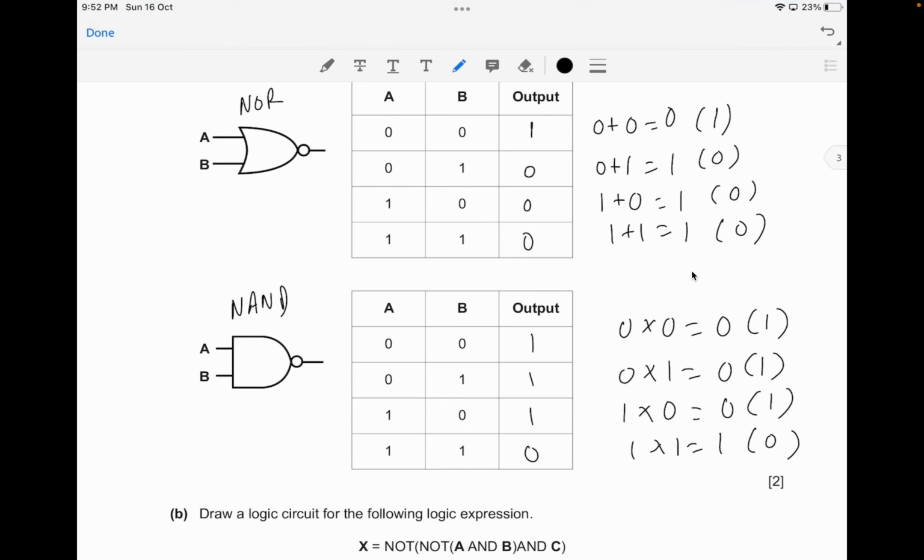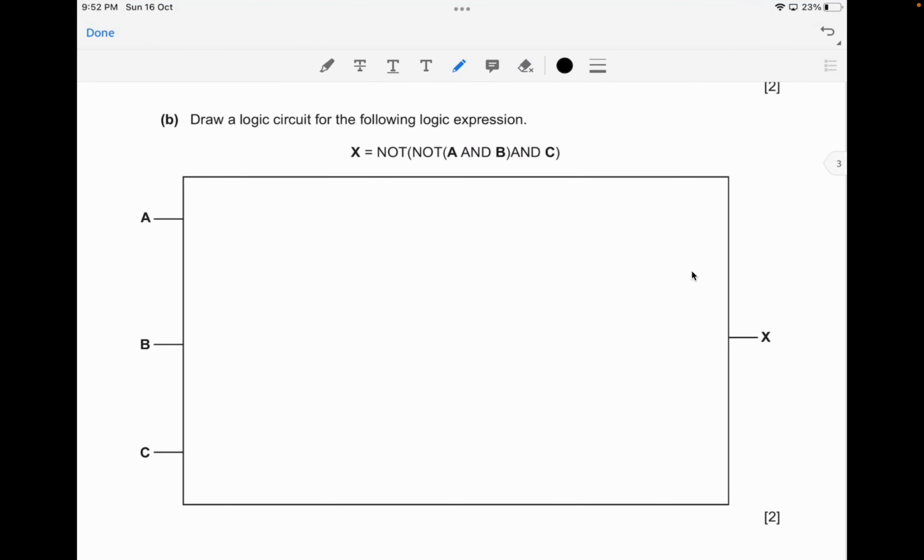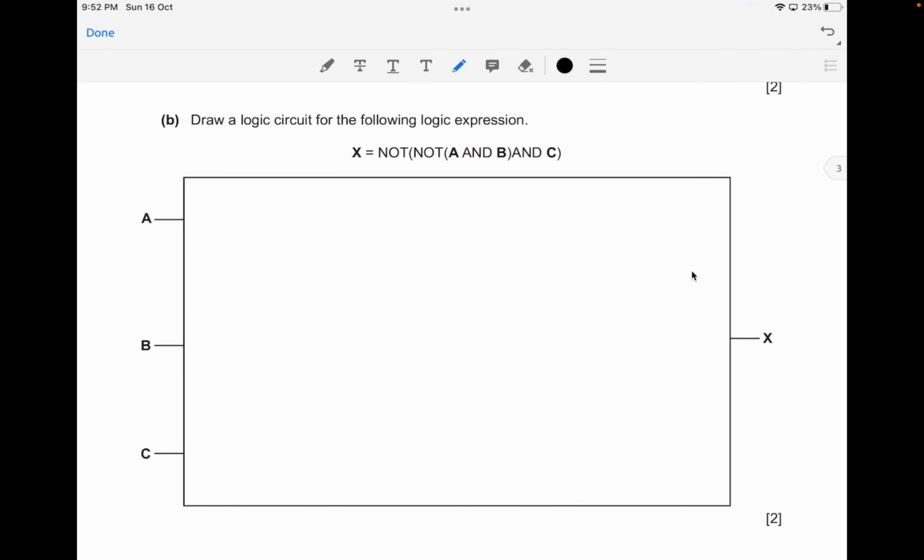Now let's move on to the next question. Now this is more of a drawing the logic circuit. So we have to draw the logic circuit for the following logic expression. Here we can see that there are 3 input values A, B, and C, and there's an output of X. We can see that the logic expression is given.